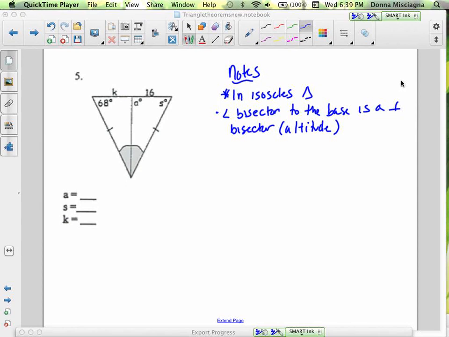All right, so we want to solve for A, S, and K. I believe this problem is in your notes. It's very similar to some problems on your weekly work. I want you to write what I have written in blue there. In isosceles triangles, angle bisector to the base is a perpendicular bisector. Now, what does that mean?